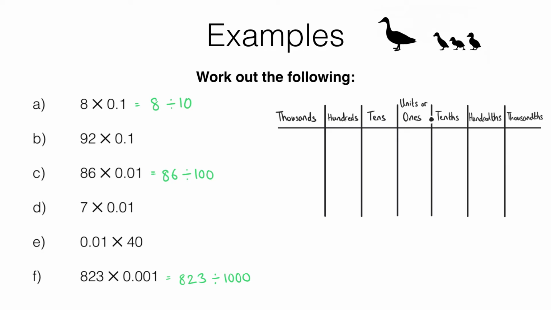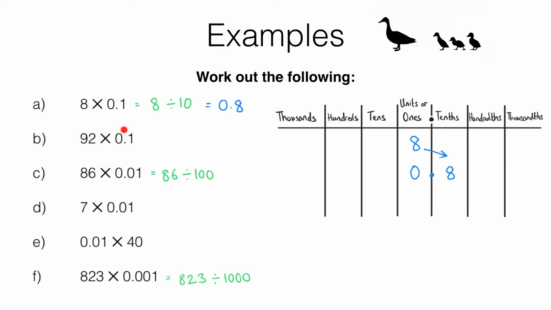Let's take a look at A as an example. We've got 8. That's 8 units or 8 ones. To multiply this by 0.1, it's the same as dividing it by 10, which means we need to move each digit one place value column to the right. So we end up with 8 in the tenths column. And I need a decimal point in line here. And I need a placeholder 0 because we don't like starting a number with a point. So I've got 0.8. So that is pretty much all there is to it.